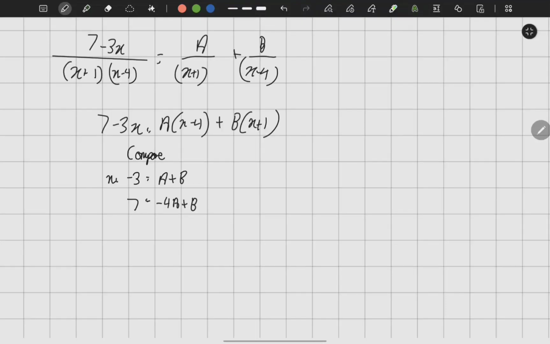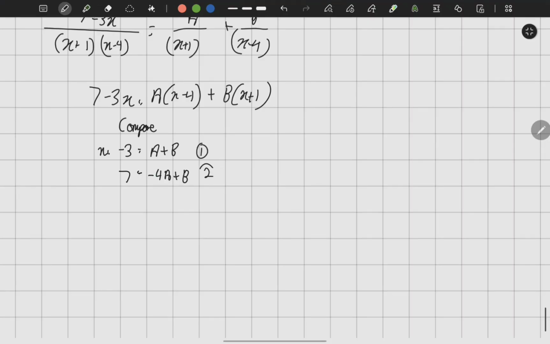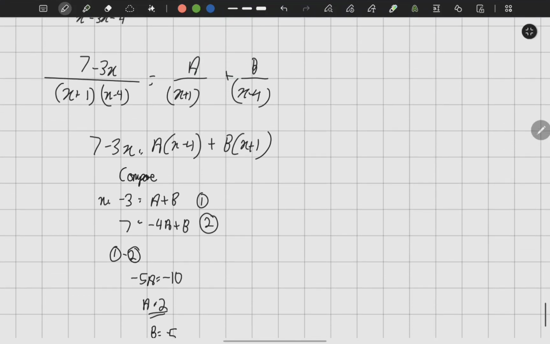Okay, now we can just take away these two equations because that gets rid of our b's. So minus 5a is equal to minus 10. A is equal to 2, and if a is 2, then b has to be minus 5. Yeah, that works.